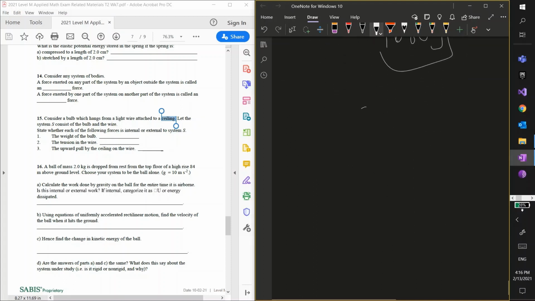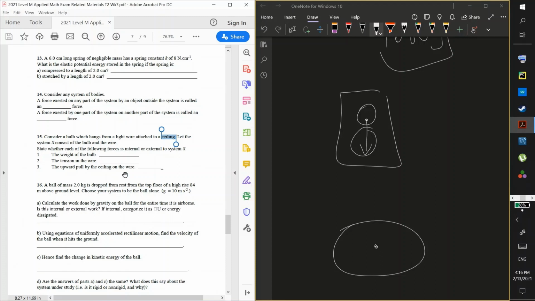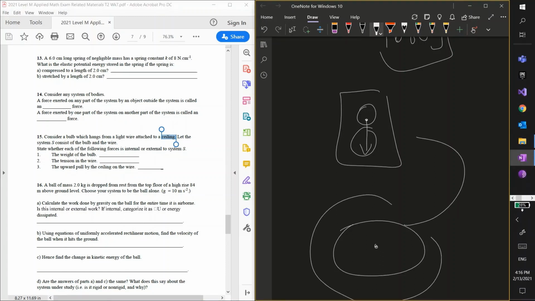Now is this work internal or external? What is this work caused by? This work is caused by your gravity, because it's gravitational potential energy. What is gravity caused by? It's caused by the earth. Now, is earth part of the system? The question says your system is the ball alone, so earth is not part of the system.